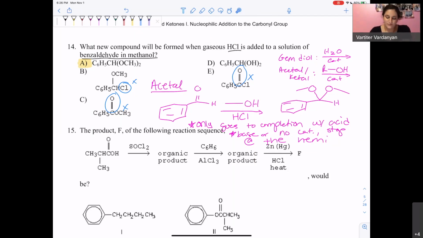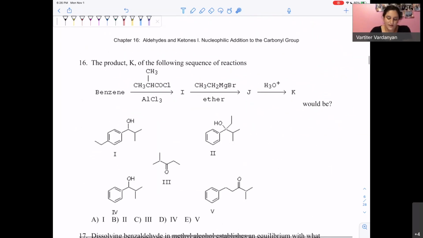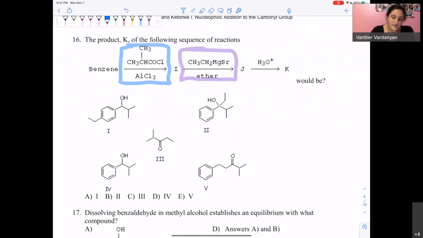Perfect. Okay, awesome. We're going to skip 15 because you don't deal with this stuff. This is a very good example. Okay, so we have two big steps in this reaction, and they're two very different reactions from two entirely different chapters. For this step, we react benzene with this guy, and what reaction do you think this is? Hint, it's from chapter 15.